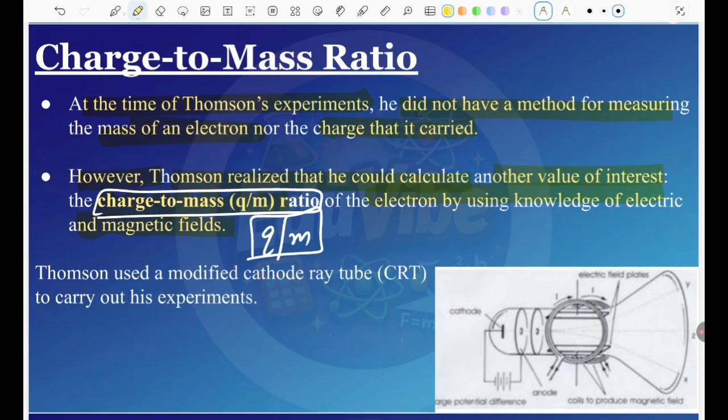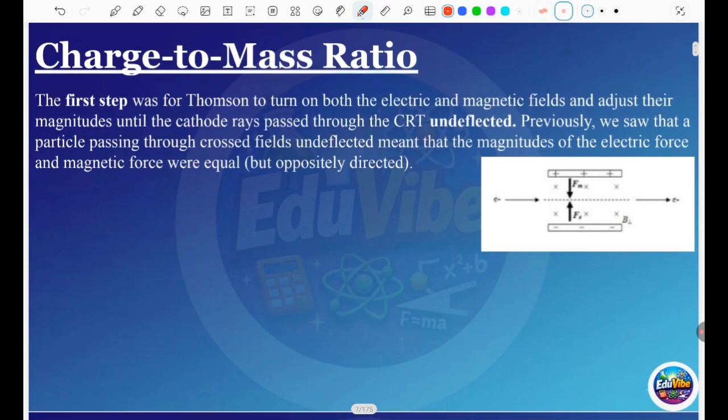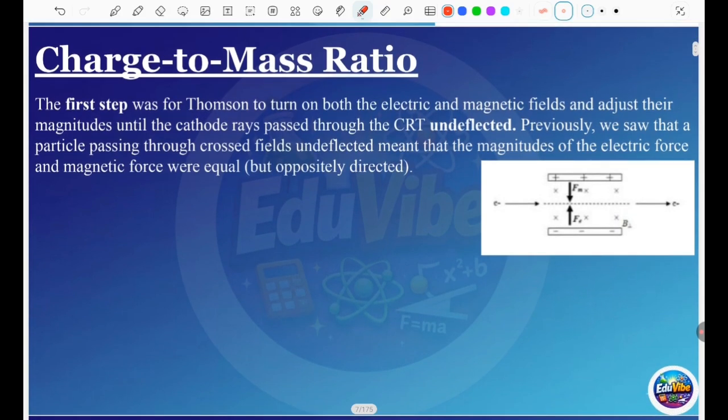Thomson used a modified cathode ray tube, a CRT, to carry out the experiment. They had a structure like that, but you do not need to know this structure because it is not coming in your exams. But you have to know how they use the knowledge of electric fields and magnetic fields to calculate the charge to mass ratio. For this, we have to consider some equations.